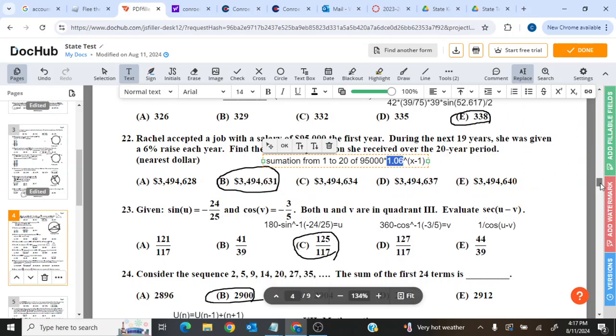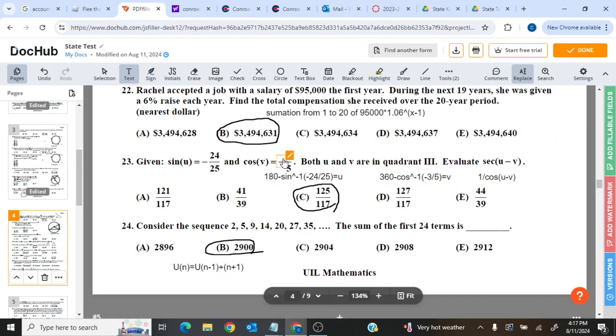23, given sine of u is negative 24 over 25 and cosine of v is negative 3 over 5. Both u and v are in quadrant 3. Evaluate secant of u minus v.